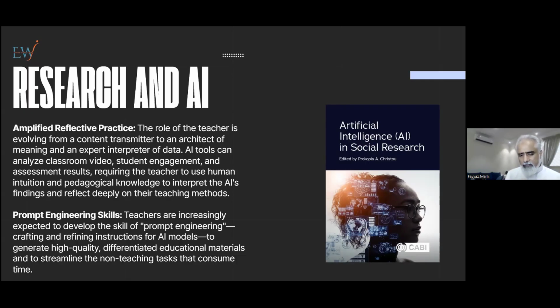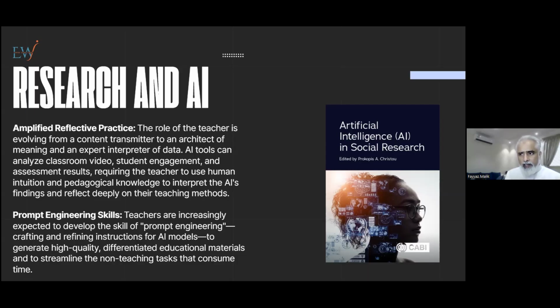The free time which they get out of assessment or material development, how they can use it for analysis, student engagement, and assessment results, and reflect upon that, and how to improve their own pedagogical knowledge and pedagogical skills, and then reflect deeply on their teaching methods.